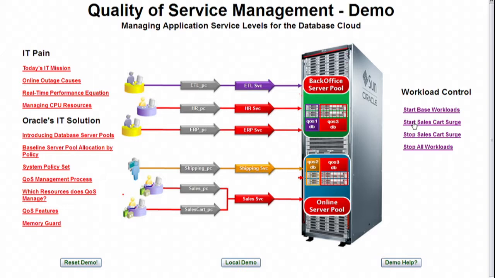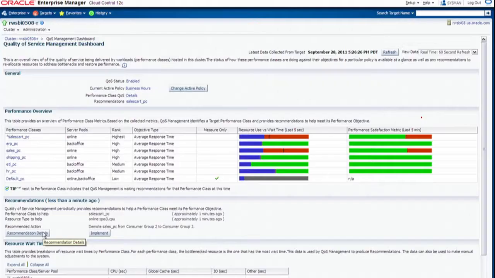So what I'm going to do is actually increase the demand on the sales cart. My marketing guys just introduced a sale. They didn't tell me about it, so I'm now going to get double the demand. So what's going to happen here? Well, now I see red, literally. You notice here that I now have a recommendation.